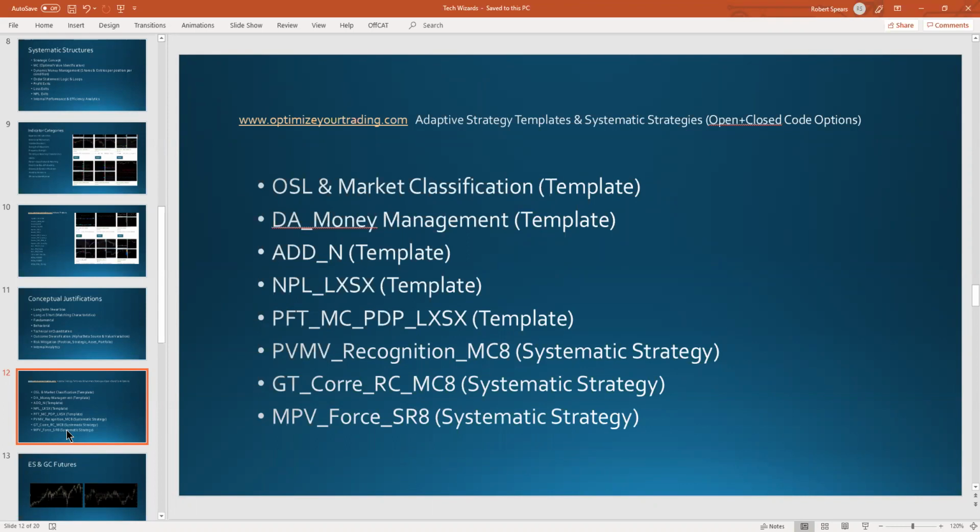And then we have 3 full systematic strategies. PBMV recognition MC8, GT Core RC MC8, and then MPV Force SR8, right? These are different. We pair market classification methods within each system, and then it's combined with a certain strategic objective, okay? And then eventually, you could get to the point where you could actually combine concepts, but each one of these is designed to work in and of its own. It's entry logic only, but exit logic is sent in a separate model, so to speak, and it comes paired with exit logic.